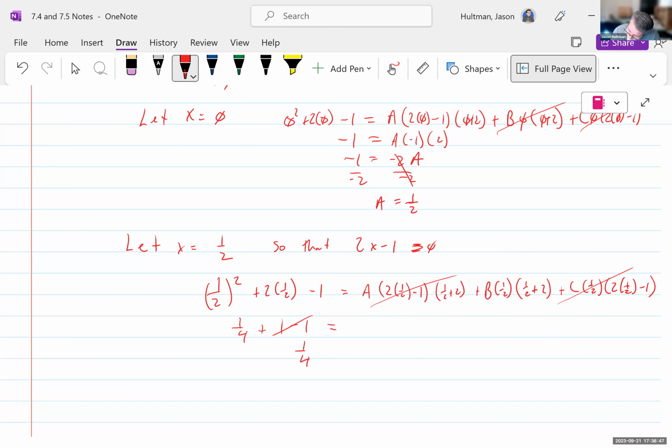This is going to be B times 1/2 times 2 plus 1/2. Well, that's just 5/2. So this is going to be 5/4 B. And I want to solve for B, so I'm going to multiply by 4/5. And so now I know that B is equal to 1/5. So A is 1/2, B is 1/5, and we just have to get the last one here.